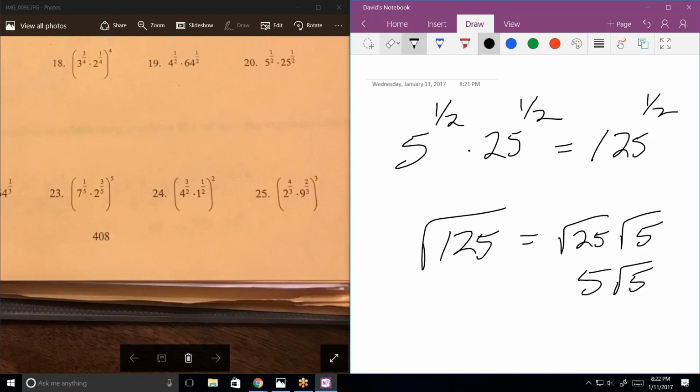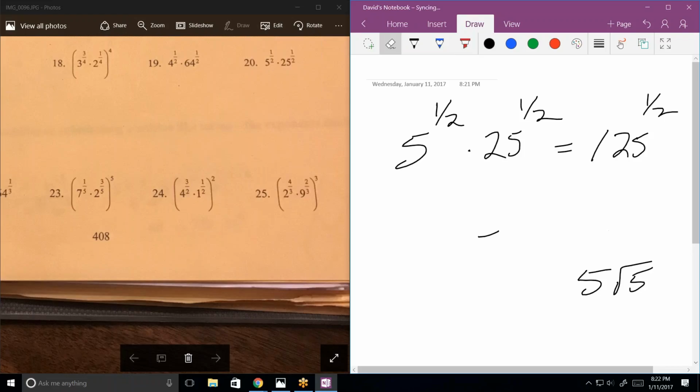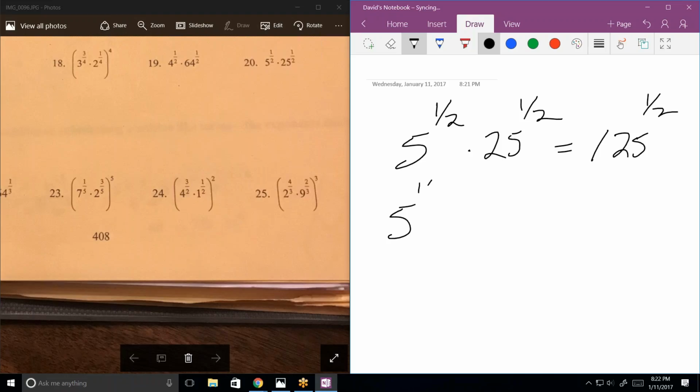But again, without a calculator, that would have been difficult to handle that last step. So definitely, let's go back and do it like I did the second method on 19. Let's rewrite 25. How can you rewrite 25? In terms of 5. In other words, if we can rewrite this in terms of 5, then I'll have the same base, and I can just deal with the exponents.